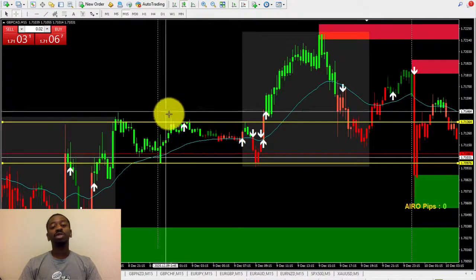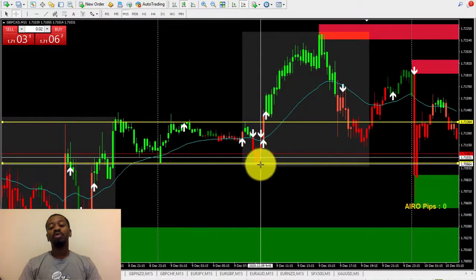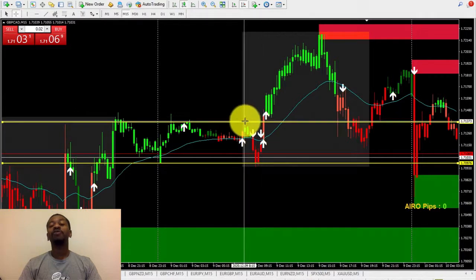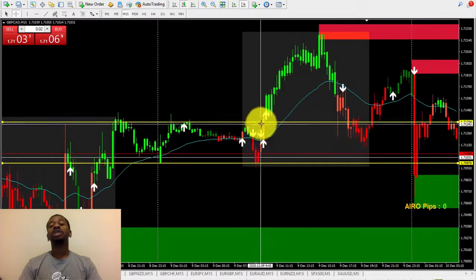You can see here, price never broke below the Asia channel to the downside. But the first time it broke above, and again, the first candle inside the money zone to close above.